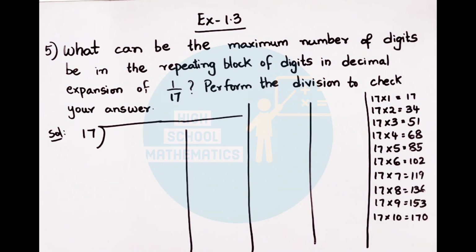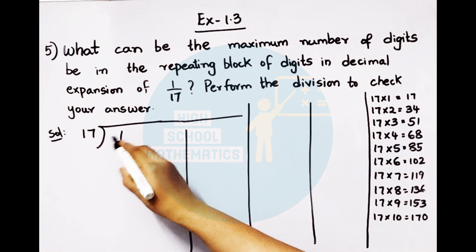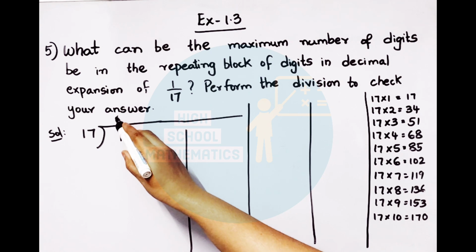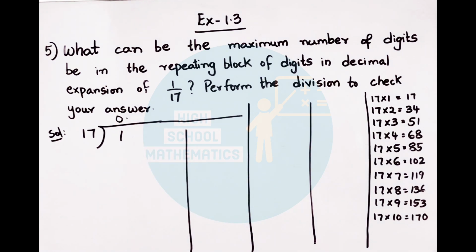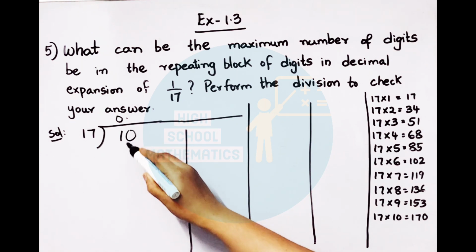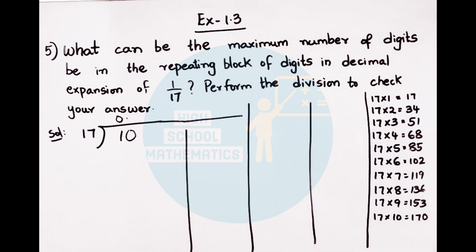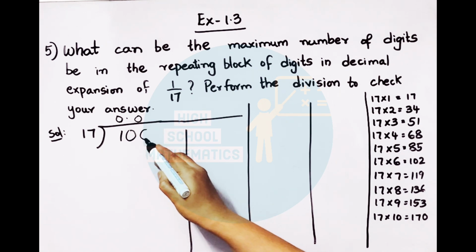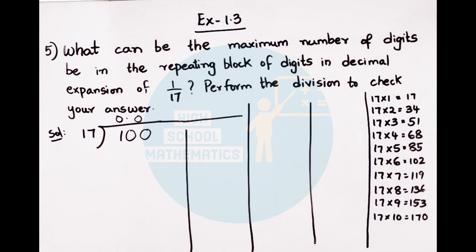Now we have to divide the number 1 by 17. 1 is less than 17, so we shall add 0 point in the quotient. Now the number is 10. 10 is less than 17, so we shall add one more 0 in the quotient and add a 0 here. Now the number is 100.